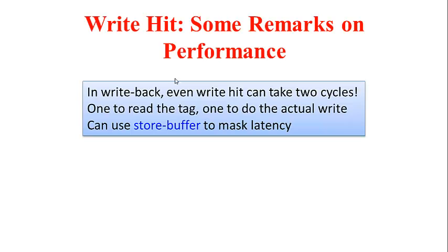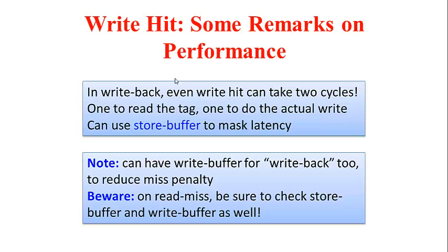In order to mask this latency, just like in the write through scheme, we can use a store buffer so that the processor can write to this buffer and proceed with its further instructions while the cache controller does the actual write back. Another instance where a buffer comes of use in the write back scheme is to reduce the miss penalty. We will be able to make better sense of this remark once we have looked at what happens in the case of a write miss.